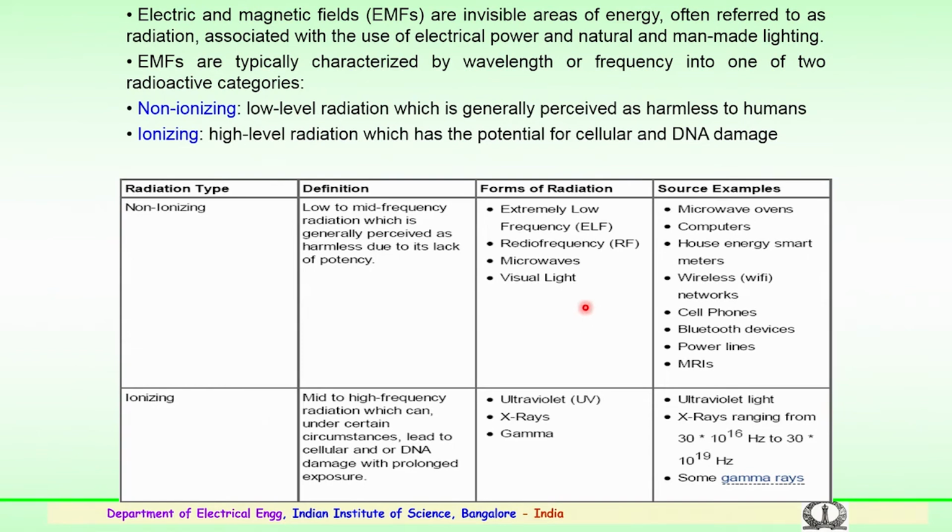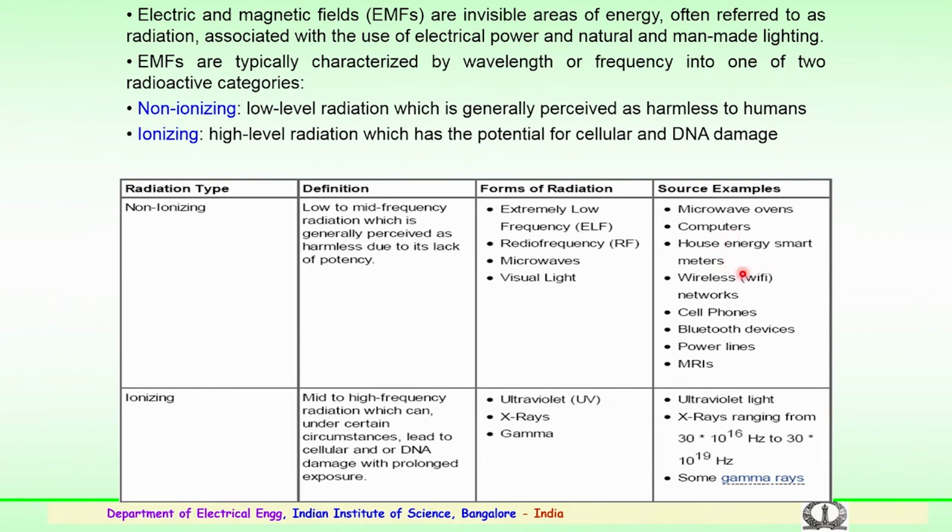Again, the sources could be microwave ovens. So, a lot of exposure to microwave ovens is also not advisable. Computers could also be a source of low level magnetic radiations.